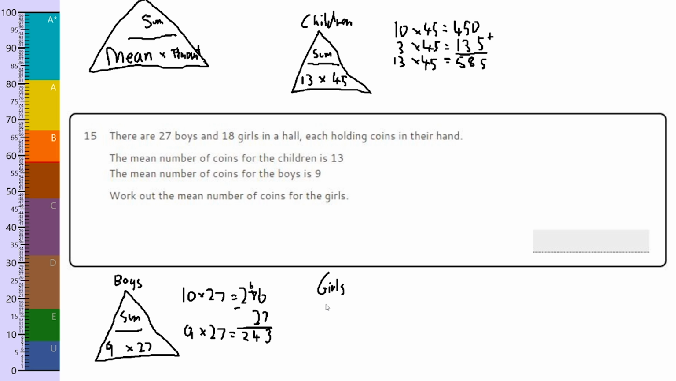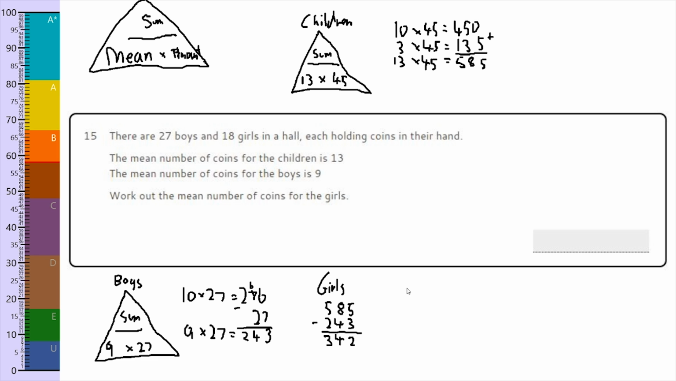So therefore, the girls have to be 585, okay, minus 243, which is going to be 342. So the girls have to add up to 342, and there are 18 of them. So it's going to be 342 divided by 18, which is nice and easy, isn't it?